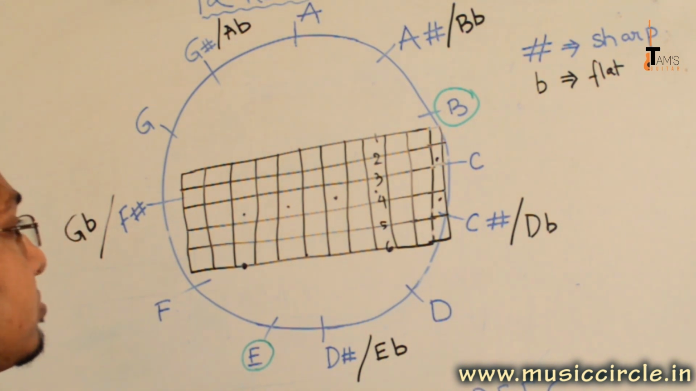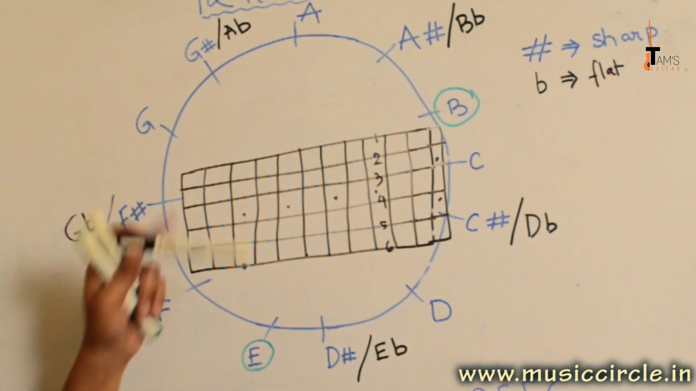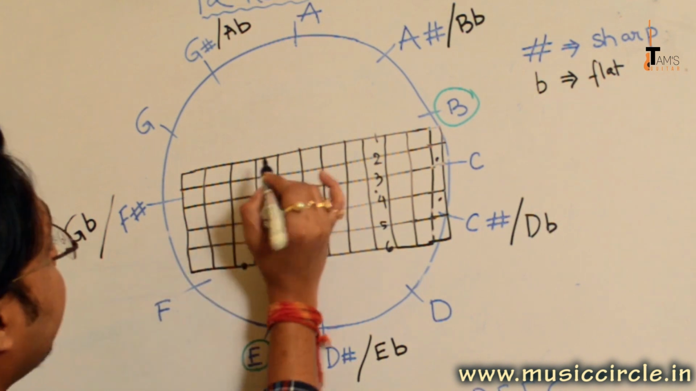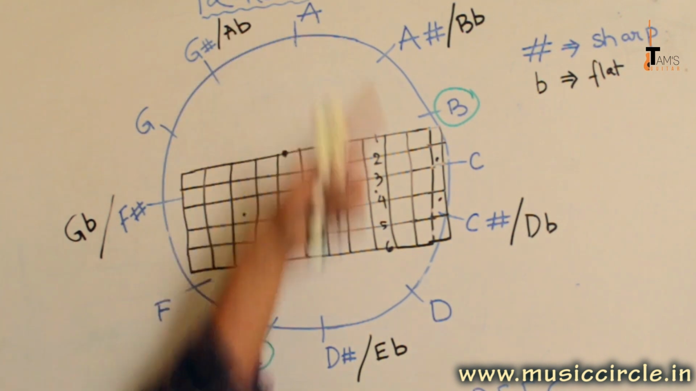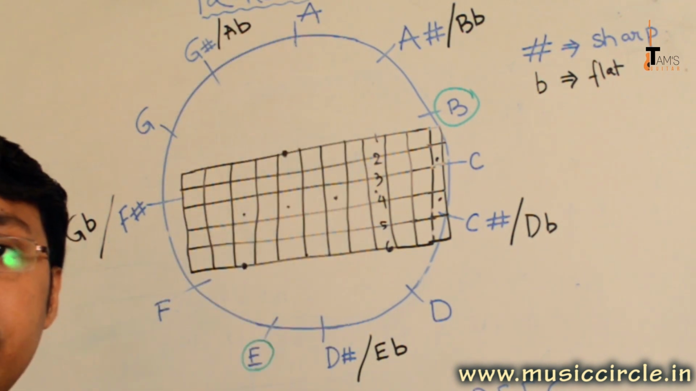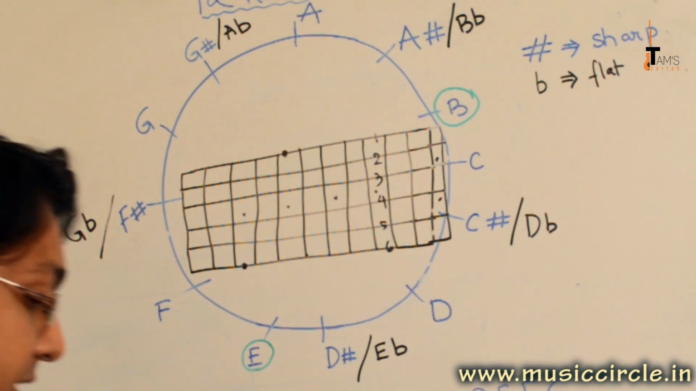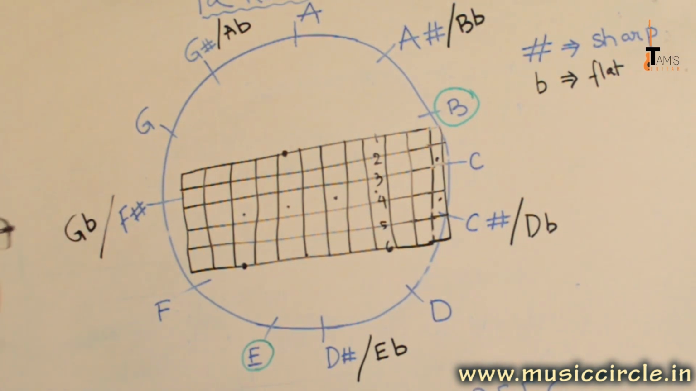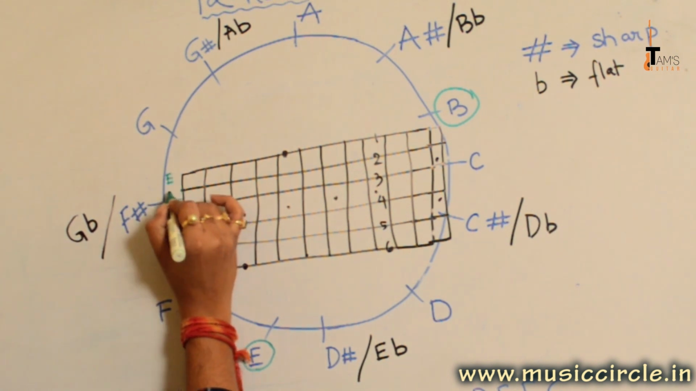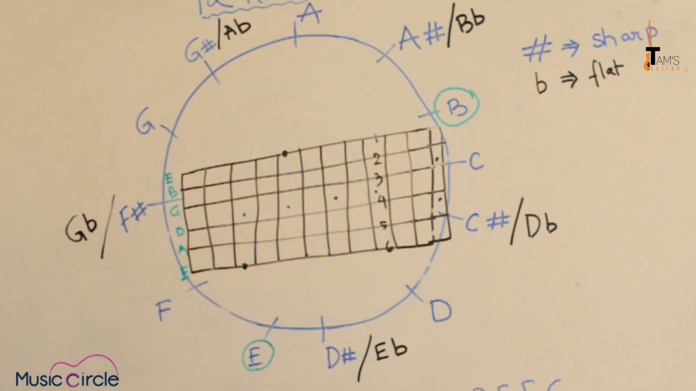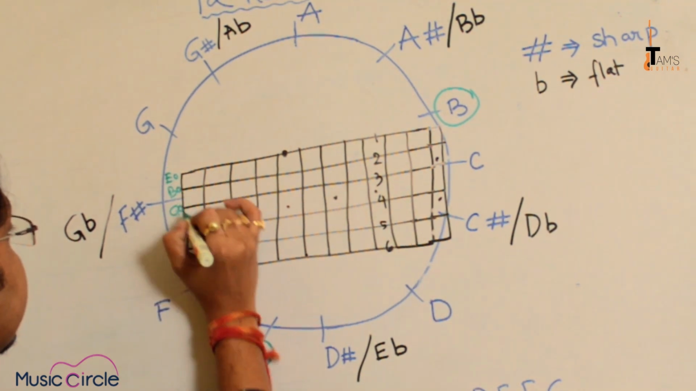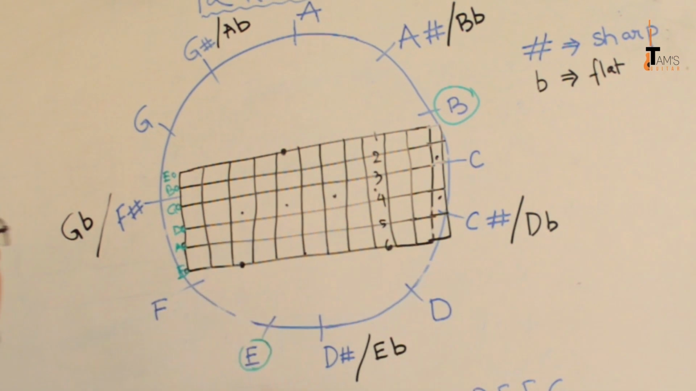Alright, so these are the dots, and for example, if we want to find out the note on the fifth fret of the first string, how do we go about it? For that you need to know the names of the open strings. Maybe you have already memorized this. The notes are E, B, G, D, A, E. These are the names of the open strings. I am putting a 0 to denote that it's an open string.